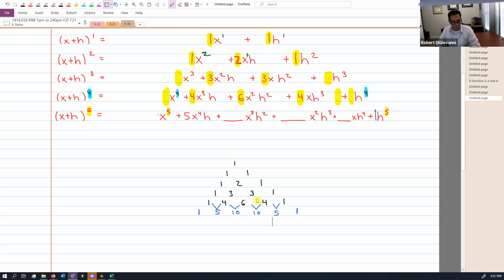And if you look back up at this, pick any of these numbers, like the 3. Where does that 3 come from? The 2 and the 1 above it being added. Where does that 6 come from? The 3 and the 3 being added. This is known as Pascal's triangle.